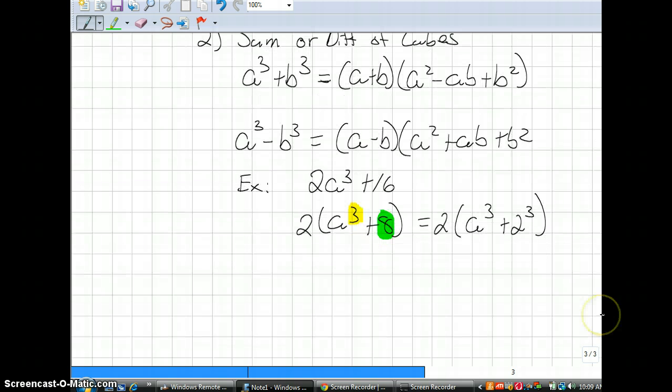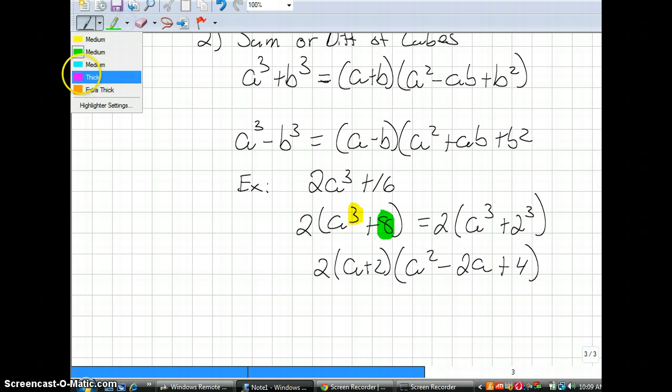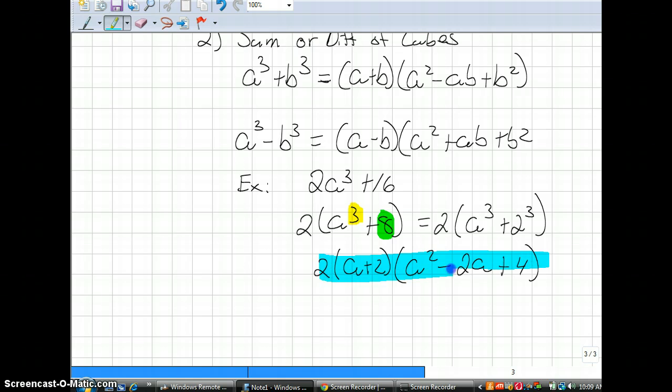Okay, so then that's going to factor to 2 times (a plus 2) times (a squared minus 2a plus 2 squared). And that would be our final answer then. Okay. Example 2.